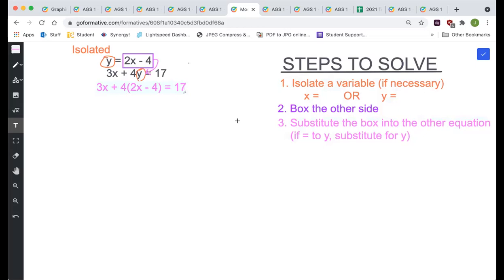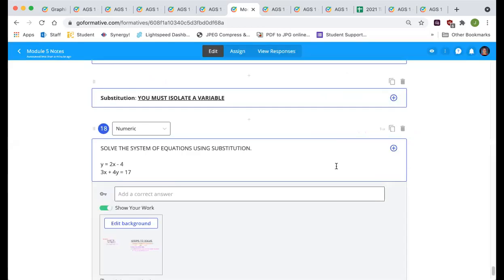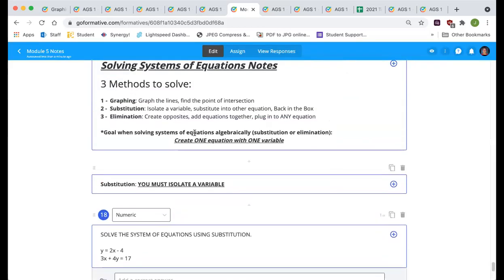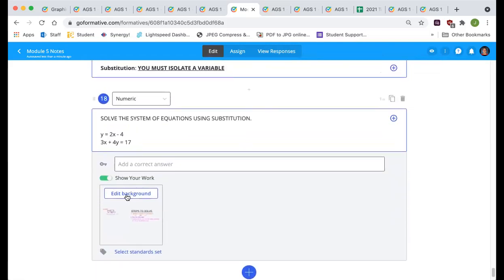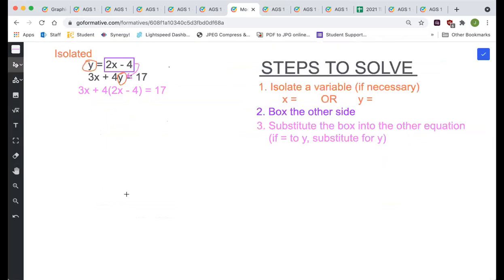Now, we're going to pause for a moment, and I'm going to go back here, because our goal when solving systems of equations algebraically is to create one equation with one variable. Apparently I'm editing the background the whole time. That's okay.